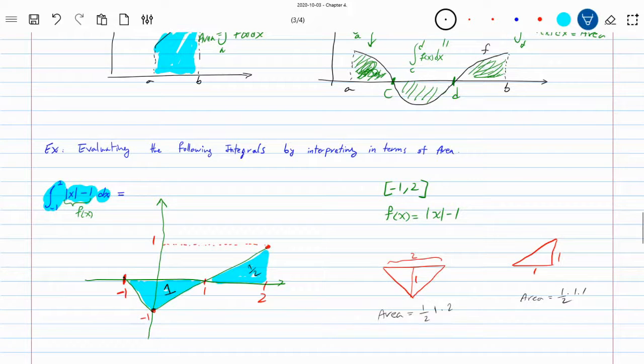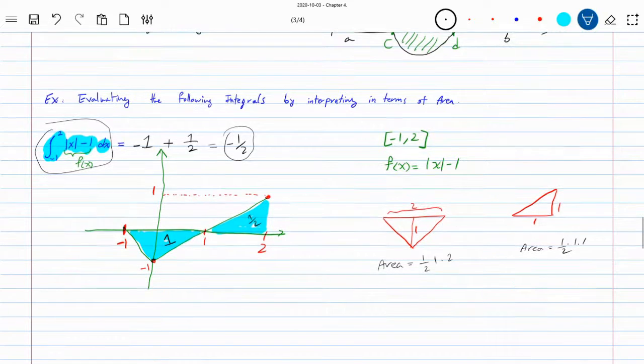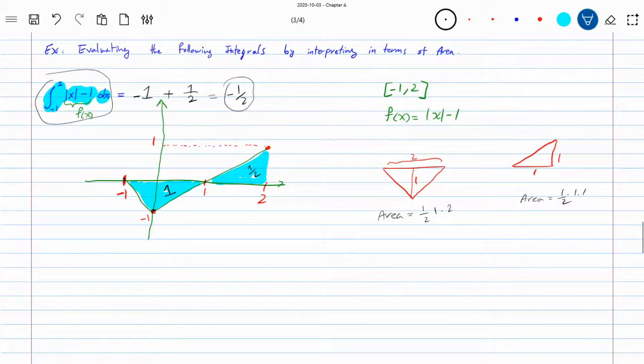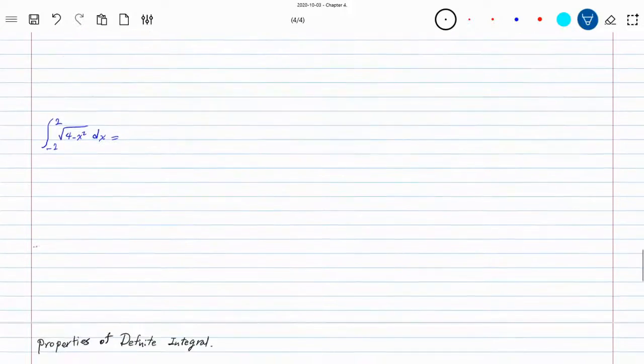Remember, the integral in the section below is negative, so I should have -1 plus the section above is positive, 1/2. And if you add them up, you get -1/2. So this integral is simply -1/2. That's what it calculates. It gives you the area of the positive section plus the area of the negative section. If you add those two together, you'll get -1/2. Okay, so this is using integrals by interpolating. Not always is that easy.